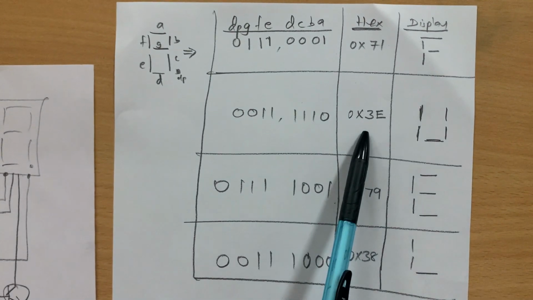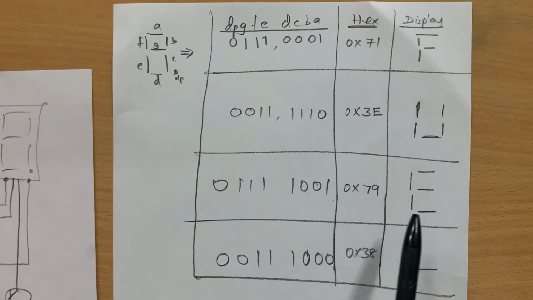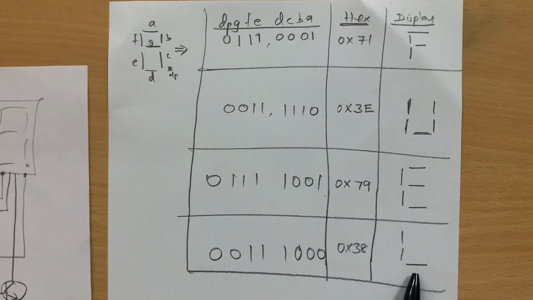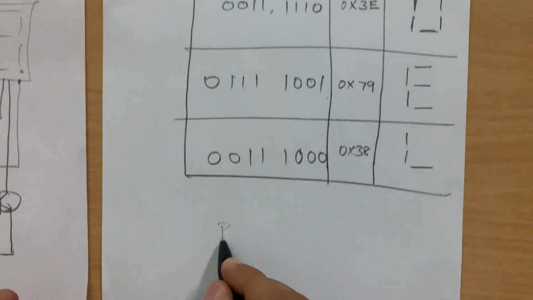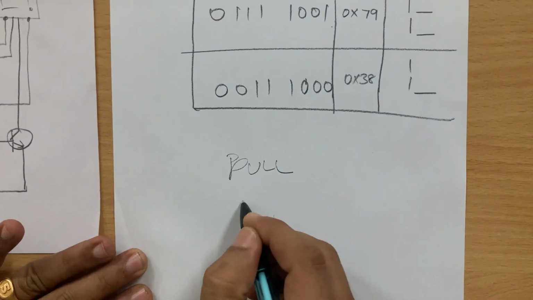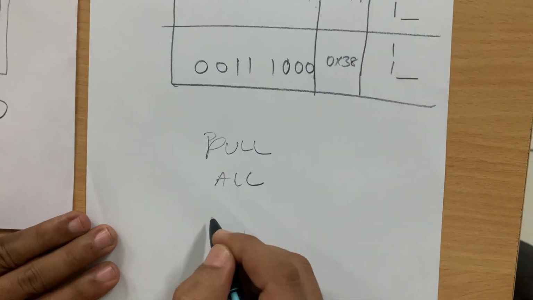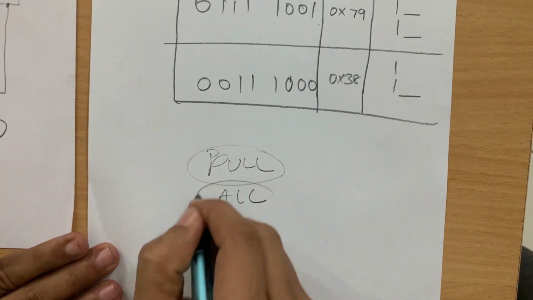Similarly, when you give 3E, it will display U. When you give 79, it will display E. When you give 38, it will display L. Similarly for "pull," as well as for "all," and similarly for any characters we wish to display.